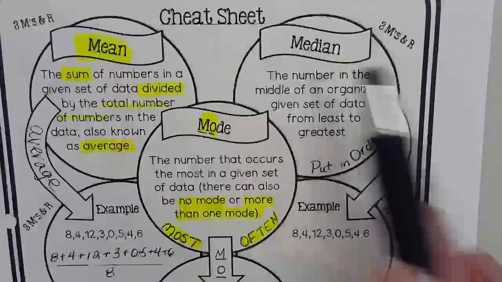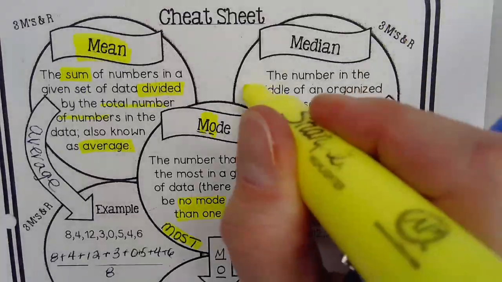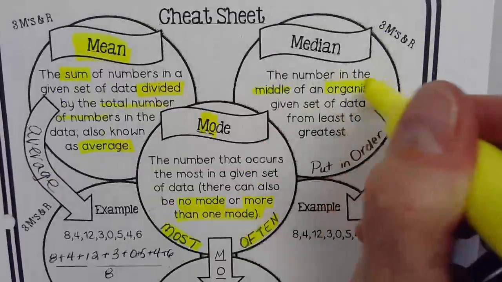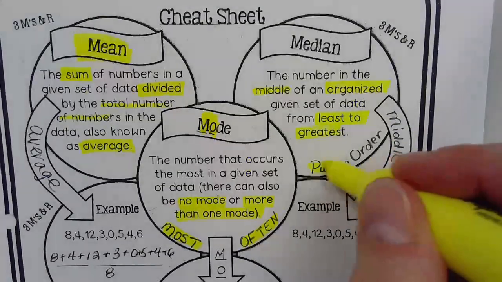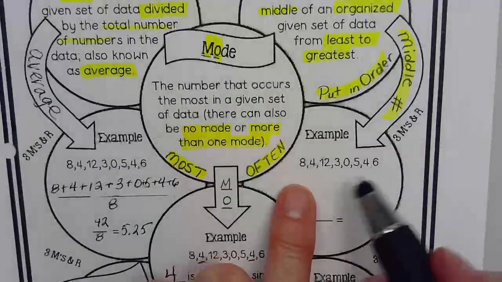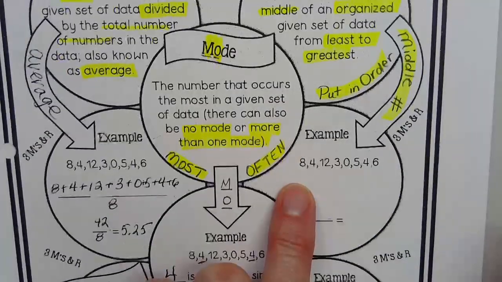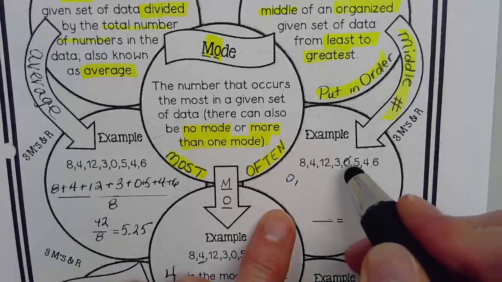median. So the median is the number in the middle, but it has to be an organized list. Organized meaning least to greatest. Don't forget to put in order and you're finding the one in the middle. I suggest that you mark them off. What is my smallest number? 0. All right, so I'm going to put the 0. Mark that off. What's next?